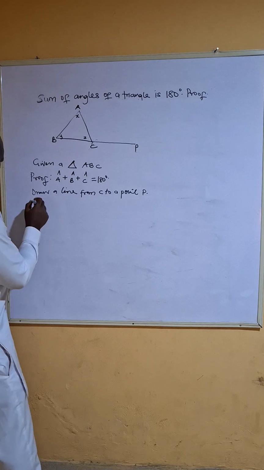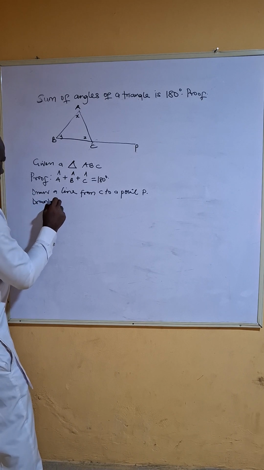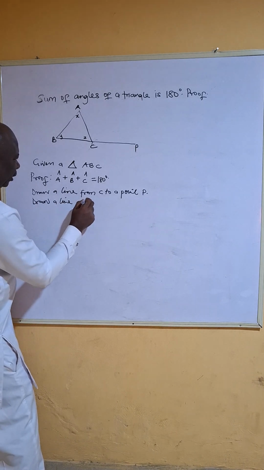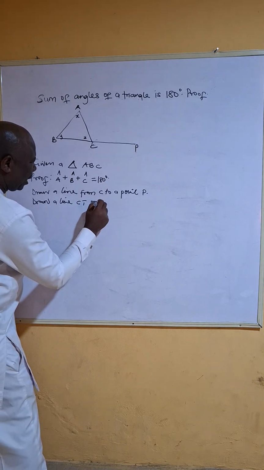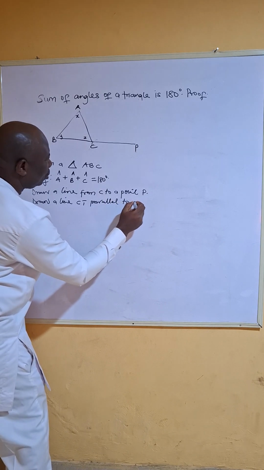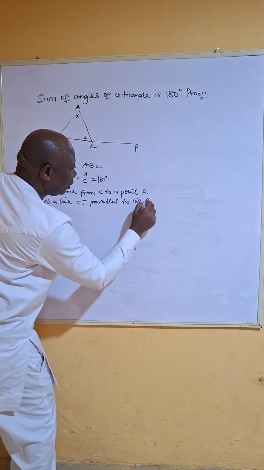Secondly, we say draw a line CT parallel to line BA.